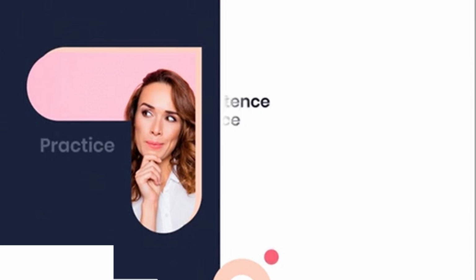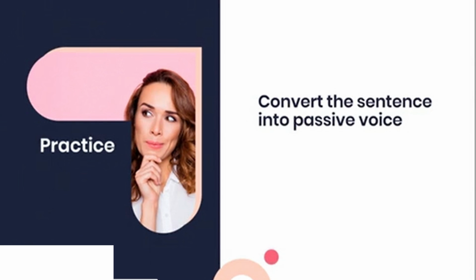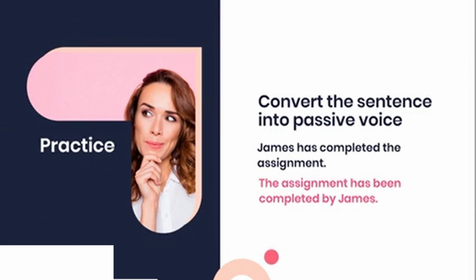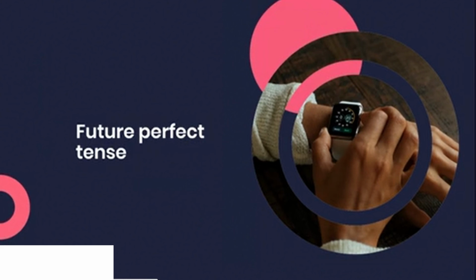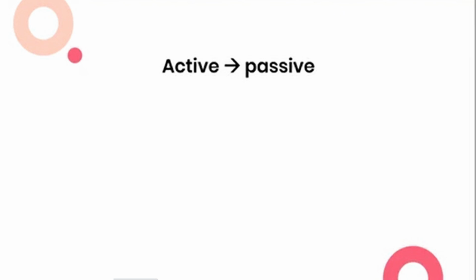Okay, now let's test your skills. Convert the sentence into passive voice. James has completed the assignment. The correct answer is the assignment has been completed by James. The last tense we'll be looking at today is the future perfect tense.